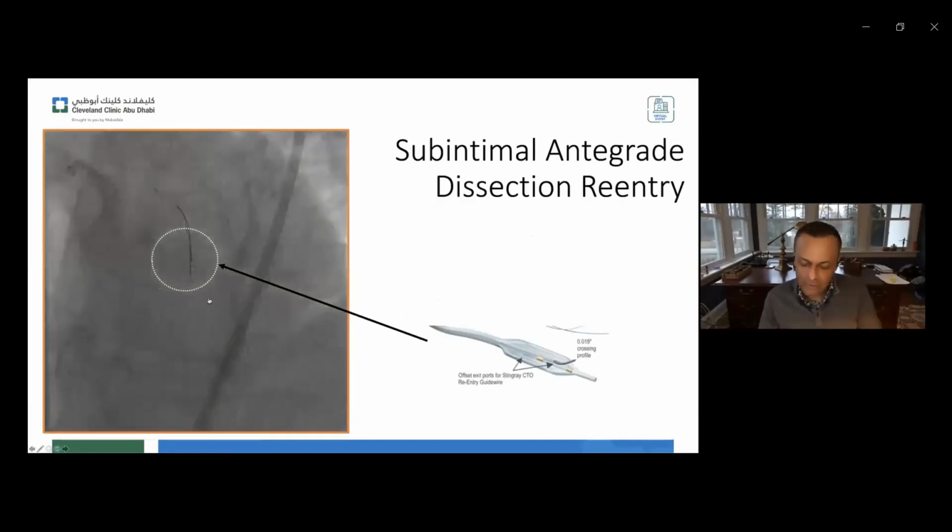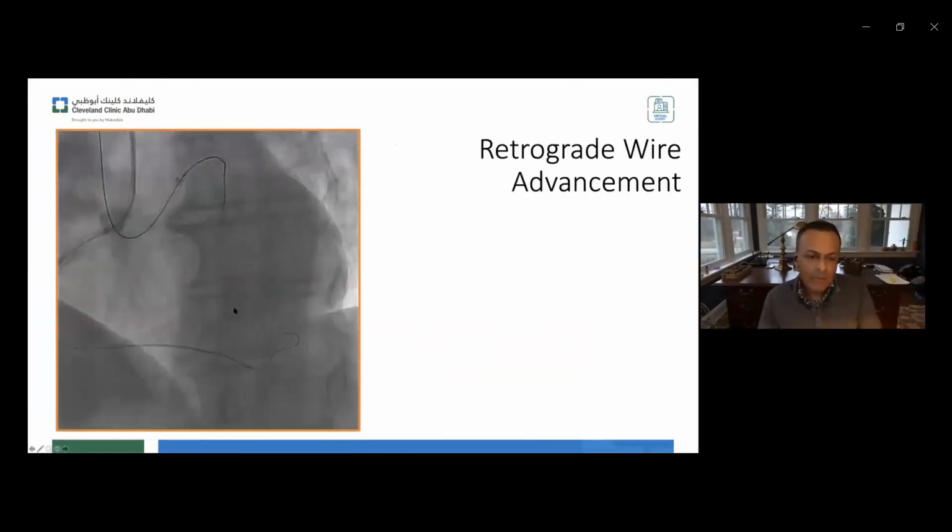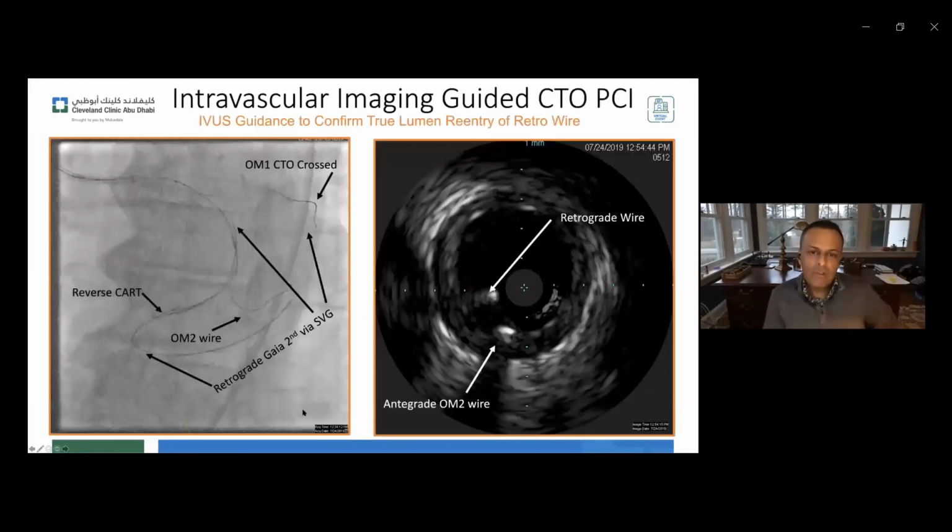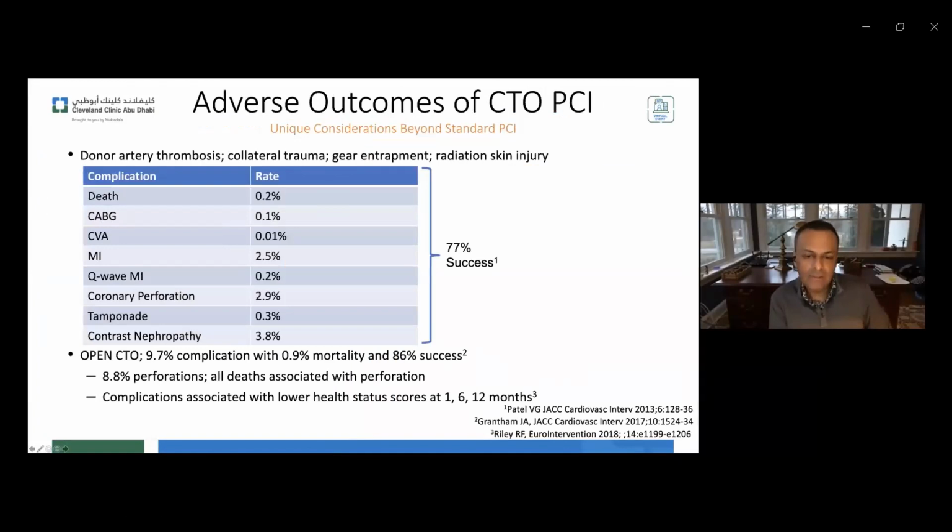So this is subintimal dissection reentry using a Stingray balloon. This is retrograde crossing through an epicardial collateral. This is using multiple entry points and intravascular imaging to avoid shaving off side branches. But all of these advanced strategies are associated with a higher risk of complications, and unique complications of CTO intervention that are not seen in other types of PCI, like collateral trauma, donor artery trauma, gear entrapment, radiation skin injury. In Open CTO, which I mentioned earlier, the overall mortality rate was around 1% with an 86% rate of success, and peri-procedural complications were associated with long-term decline in health quality scores.